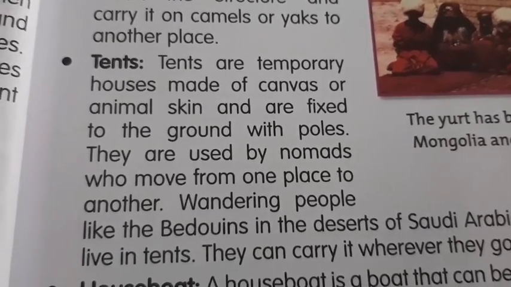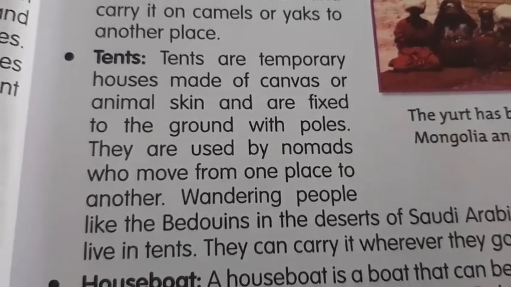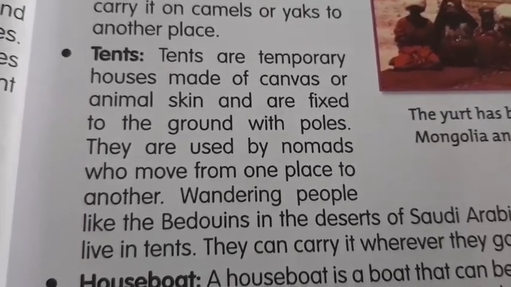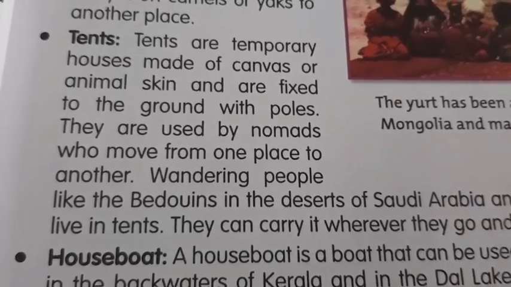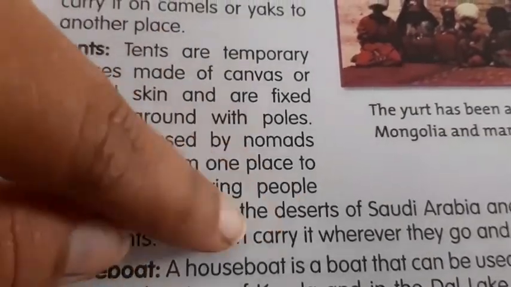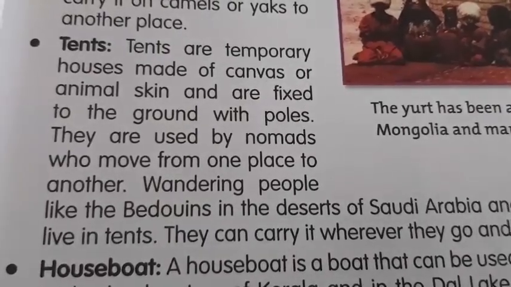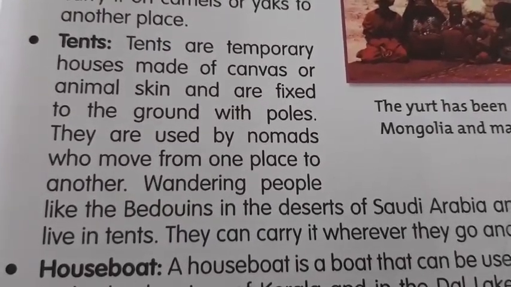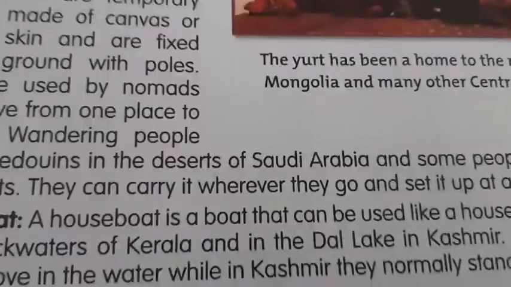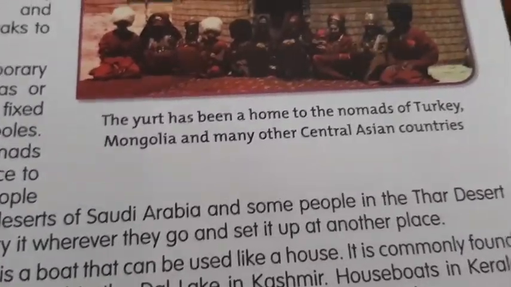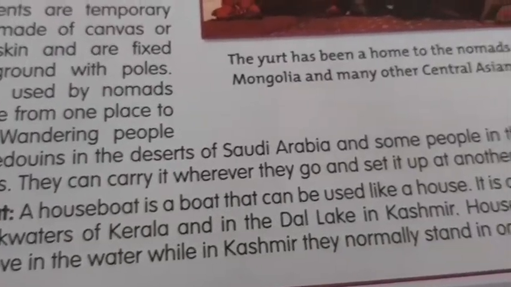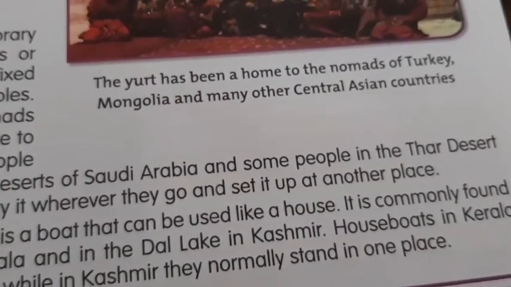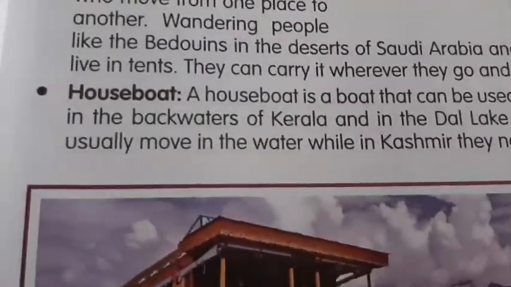Wandering people. Wandering means what, children? Who will move from one place to another place. Nomads are the travelling people. Next, wandering people like the Bedouin in the desert. Bedouin is the name of a tribal people, children, here. Bedouin are travelling people who live in the desert of Saudi Arabia, and some people in the Thar desert, living in tents. They can carry it whenever they go and set it up at another place, children. What is that? Tent.